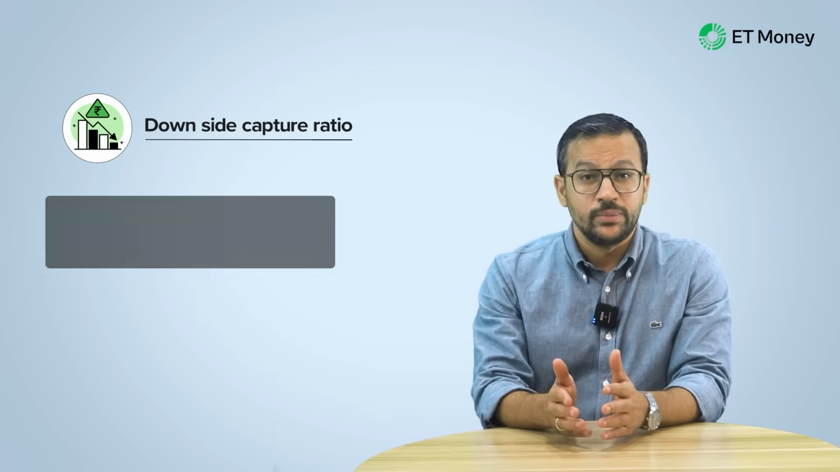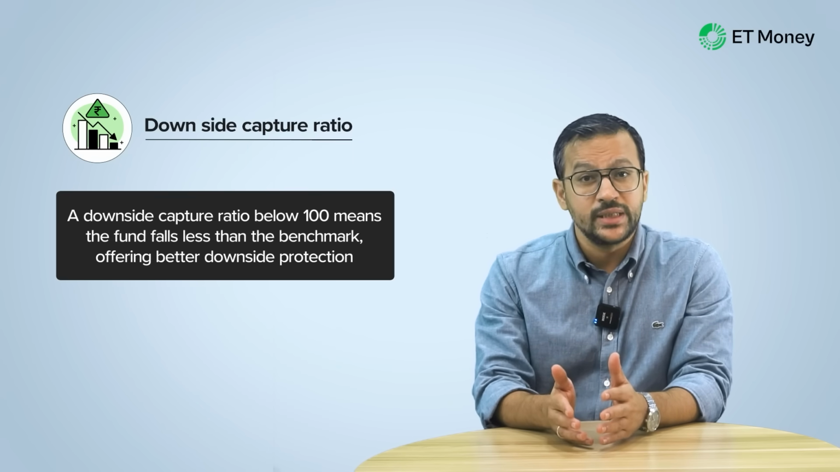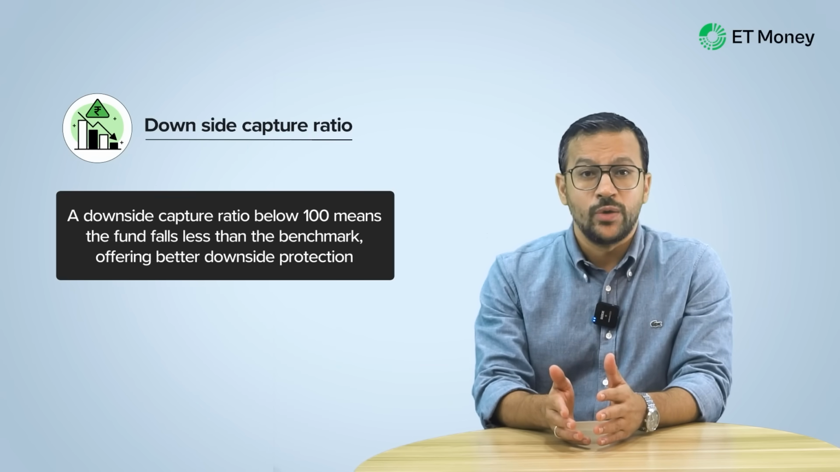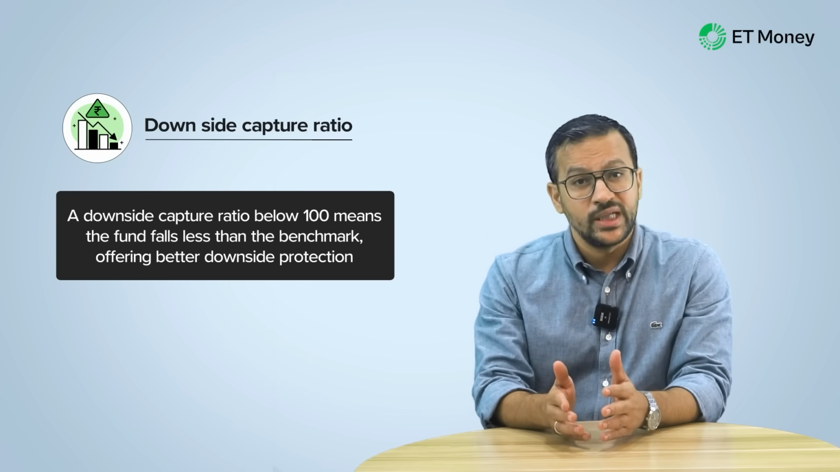We've seen how some FlexiCap funds aggressively capture upside when markets rise. But equally important, and often more telling, is how they perform when the markets decline. This is where the downside capture ratio comes into play. It measures how much a fund falls when its benchmark drops by 100%. A ratio below 100 means the fund has declined less than the benchmark, offering some protection during downturns. The lower the ratio, the better the downside protection.